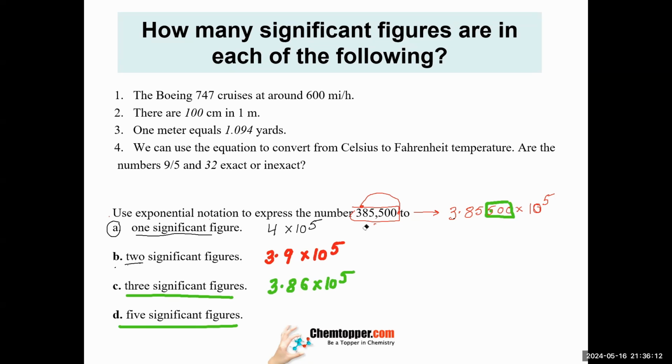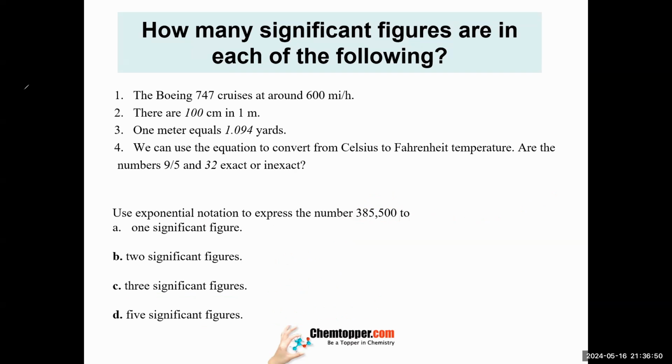Five significant figures means I have to include 3. This is 1, 2, 3, 4, 5. I have to drop this 0. 0 is less than 5, so no change. Take the rest of the number as such. 3.8550 times 10 raised to power 5. So this is 5 significant figures. You can count the sig fig here.